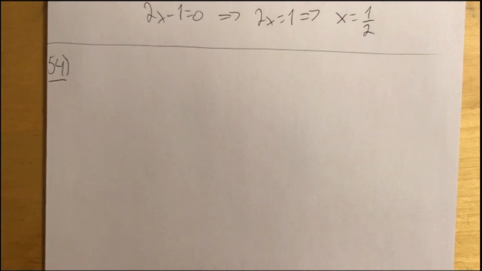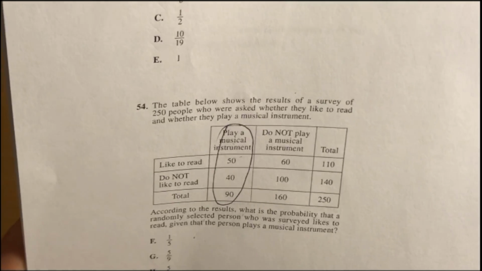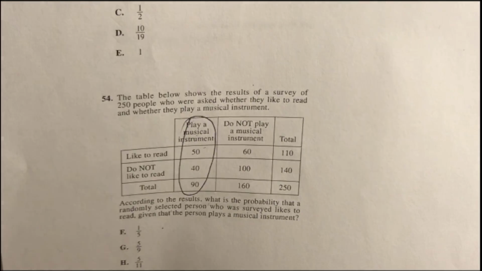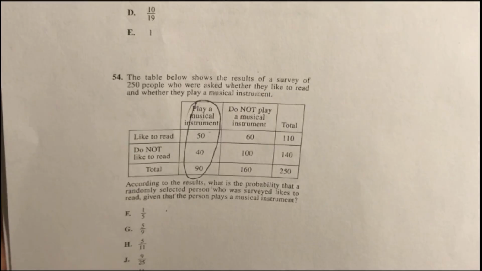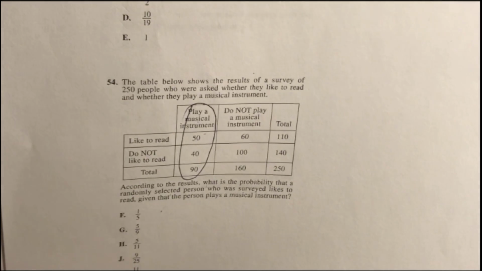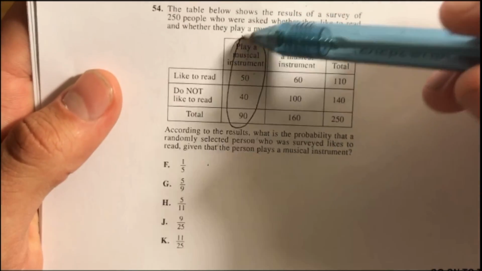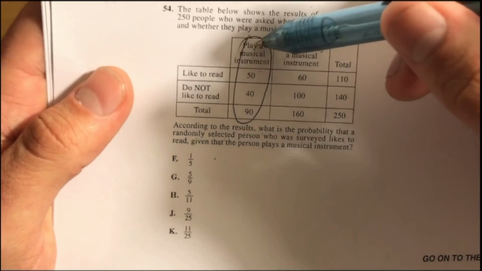All right, problem 54. The table below shows the result of a survey of 250 people who were asked whether they like to read and whether they like to play a musical instrument. According to the results, what is the probability that a randomly selected person who was surveyed likes to read, given that the person plays a musical instrument? All right, so this circled group right here is the people who like to play a musical instrument. They want to know the probability that, given that someone plays an instrument, they like to read.